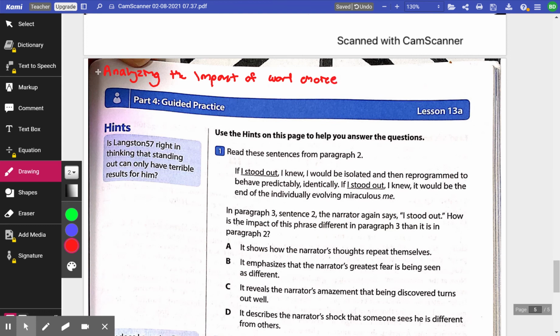And I know analyzing means that I am breaking something apart to take a closer look at it. So underneath analyzing, I'm going to write break down, break apart, whatever you want to put. And I know impact focuses on how something is affected or changed by something else. And this phrase, word choice, lets me know we're going to be talking about a few things: figurative language, connotative language, sound devices, and literary devices.